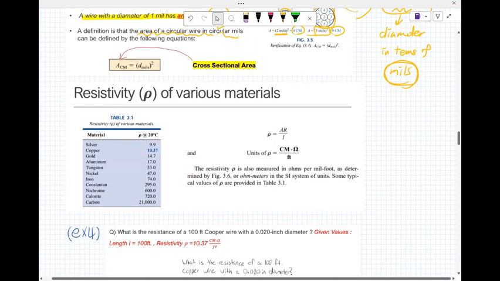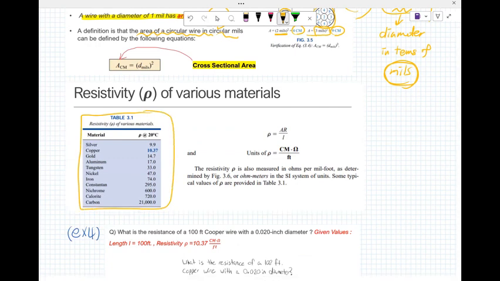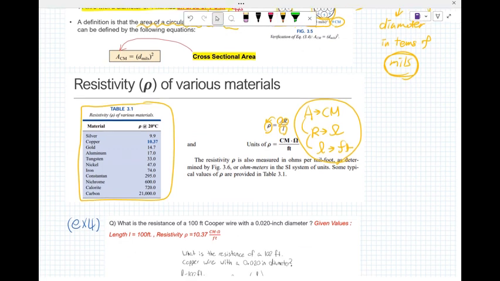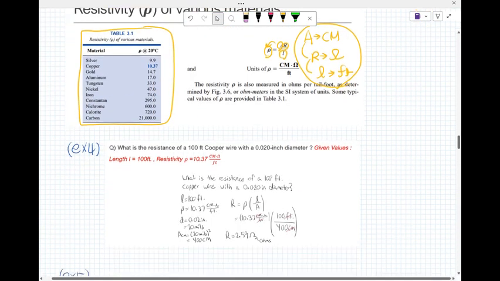And that was the resistivity rho of various materials. If we are given A, R, and L, we can find rho. A is in circular mils, R is in ohms, and L is usually in feet. If you know three of the components, we can find the resistivity rho.